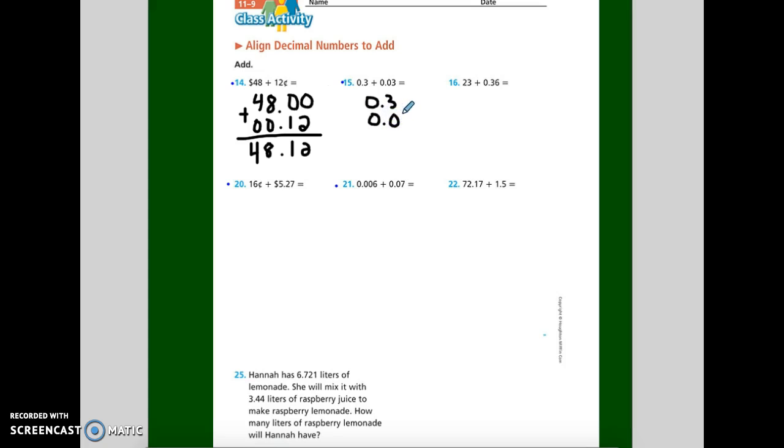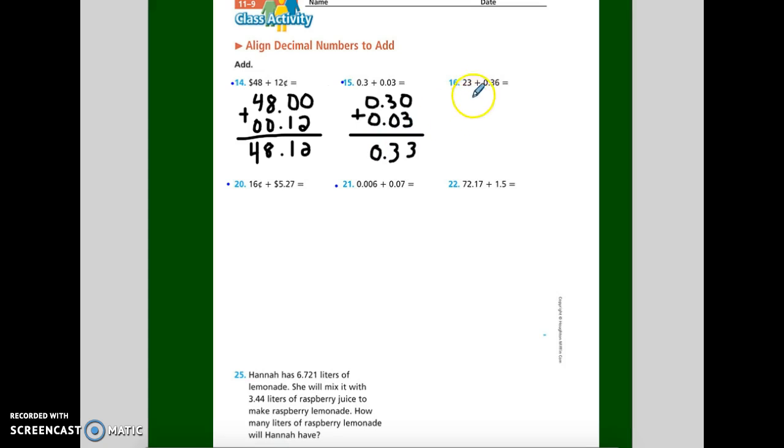Now, since this one goes over to the 100 spot, again, we can always add a 0 up here just to make it a little bit more clear. That 0 doesn't change the value of that number. And now I'm going to go ahead and add it. So I start over here in the hundredths. 0 plus 3 is 3. Go to my tenths. 3 plus 0 is 3. Bring down my decimal and add my 0. So 3/10 plus 3/100 is 33/100.